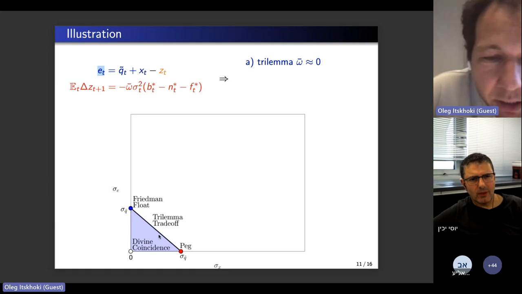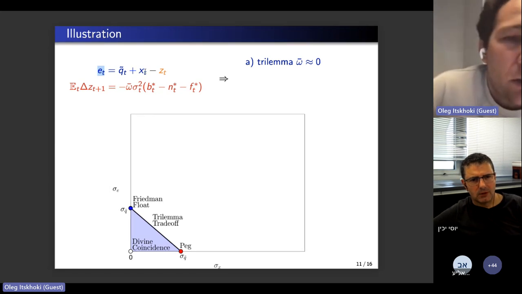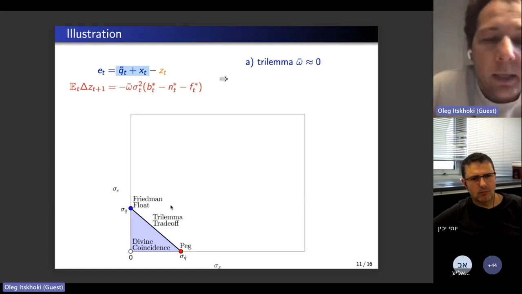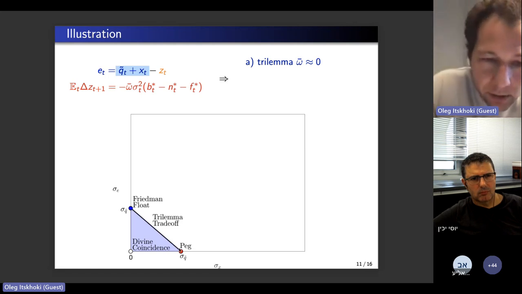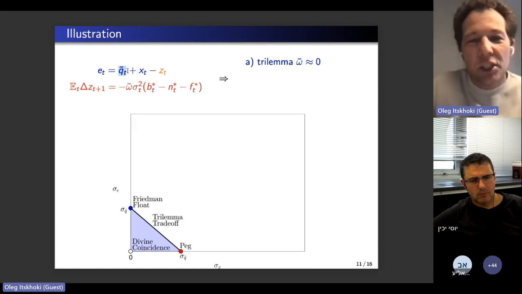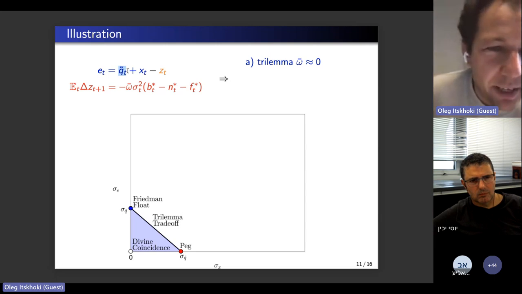And this trilemma constraint, you see, is very linear, right? Because you can always use the output gap to absorb the exchange rate volatility in a linear way. Okay, and so the trilemma models are characterized by this constraint. So there is a divine coincidence, which is important. It's the case when the first best real exchange rate is a generalization of the closed economy divine coincidence.